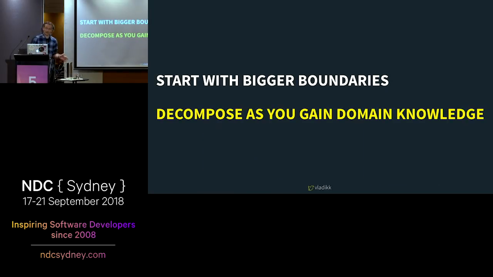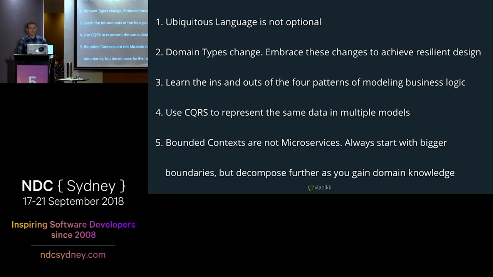Hence, our rule of thumb is start with bigger boundaries and decompose, if needed, of course, as you gain more domain knowledge. So those are the 5 practical advices I wanted to share. Ubiquitous language is not optional. Domain types change. Embrace these changes. Use them to make your design more resilient.